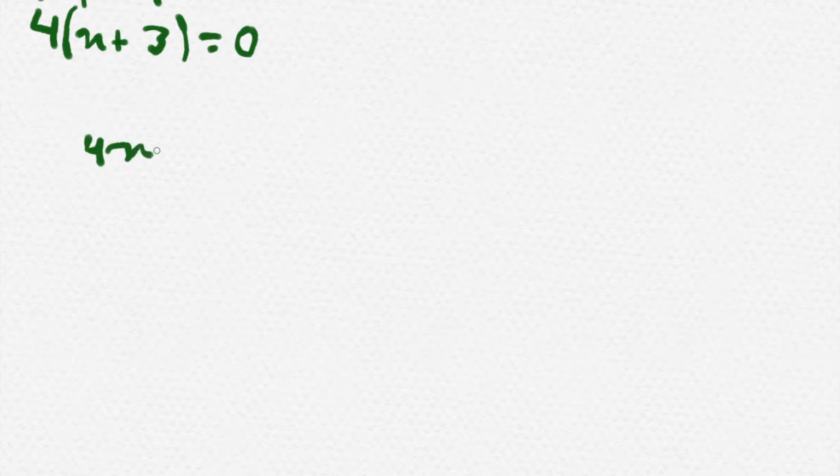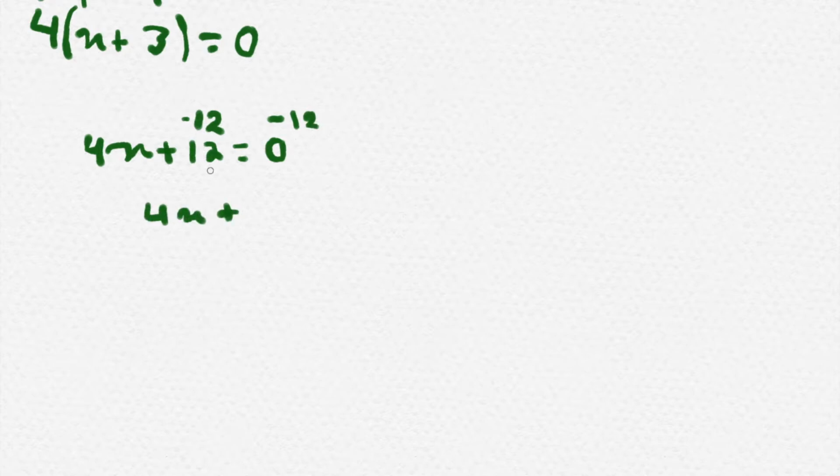Okay, so let's start by expanding our equation. 4 into x plus 3 is equal to 0. Now we do 4 times x, which is 4x, plus 4 times 3, which is 12. This will be equal to 0. Then we minus both sides by 12, which will give you 4x plus 12 minus 12, which is 0, will be equal to minus 12.